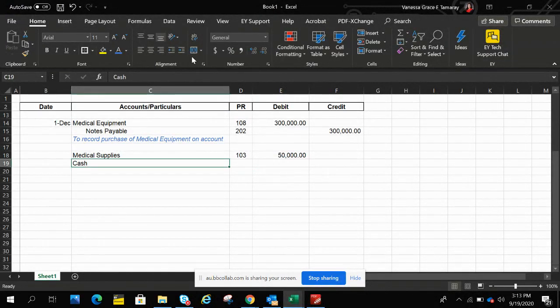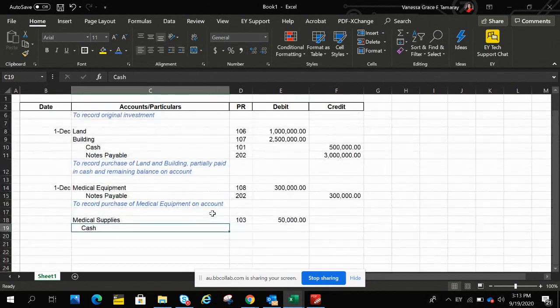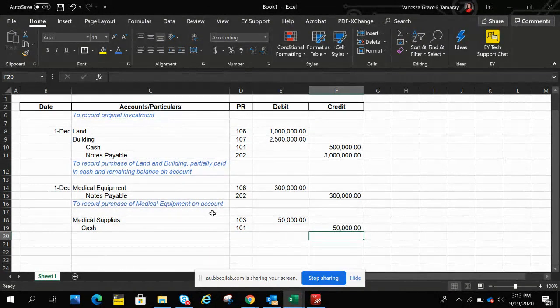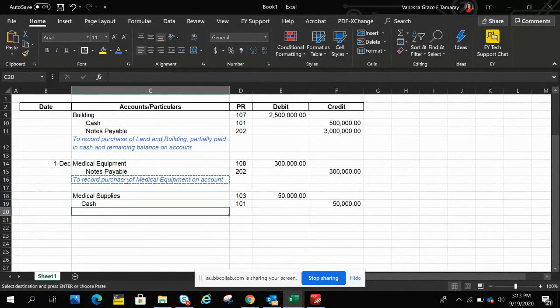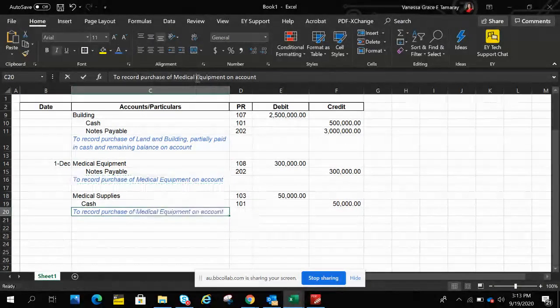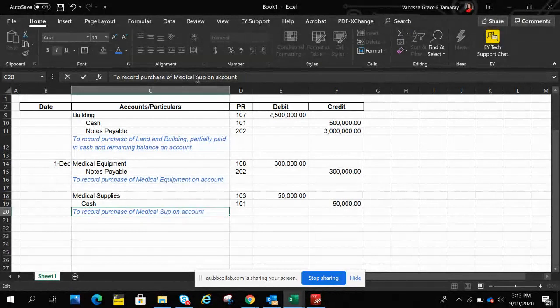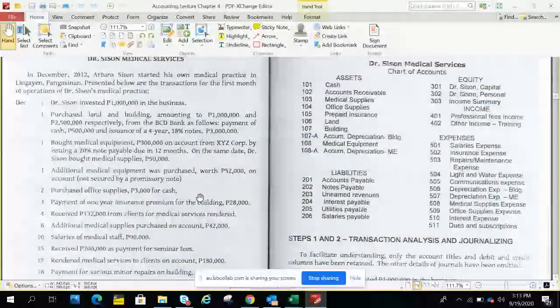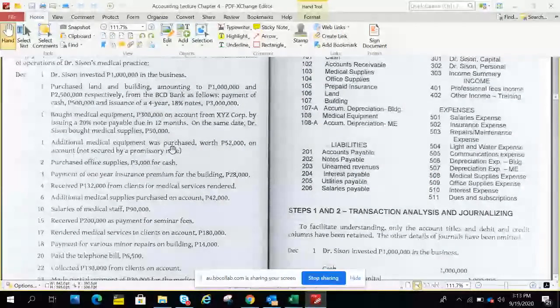So, ano presumption natin? On cash. Ready? Cash. 50,000 pesos. Okay. To record purchase of medical supplies on cash. Lagyan natin ng cash. Yeah. Next. Additional medical equipment was purchased.